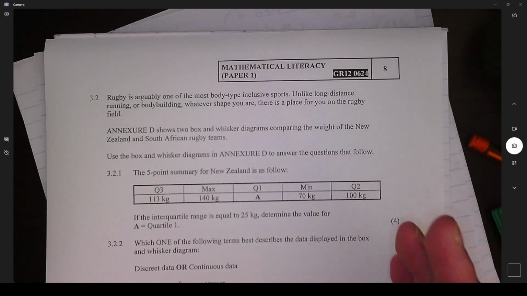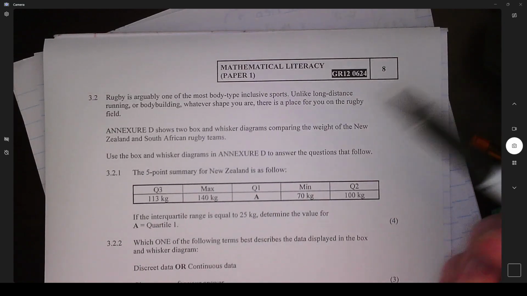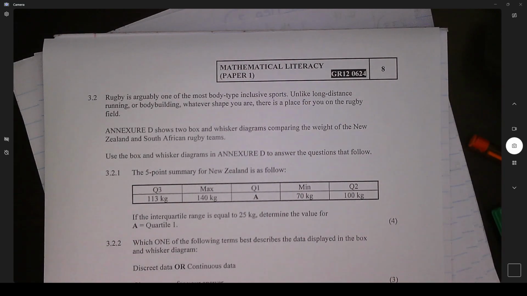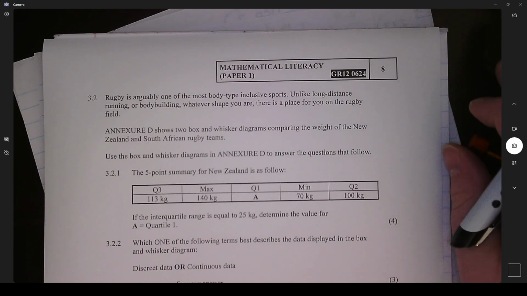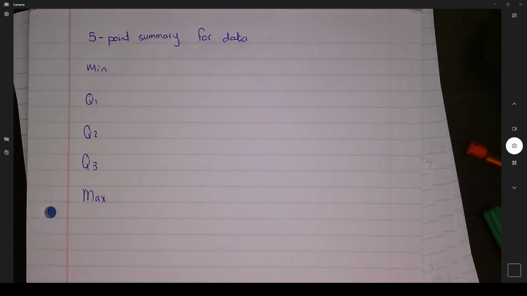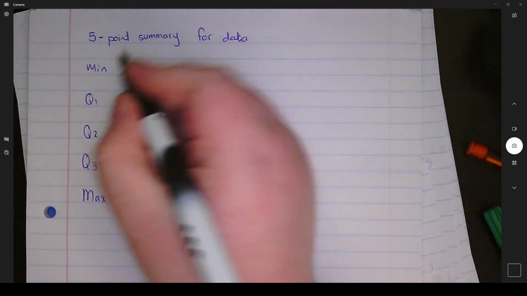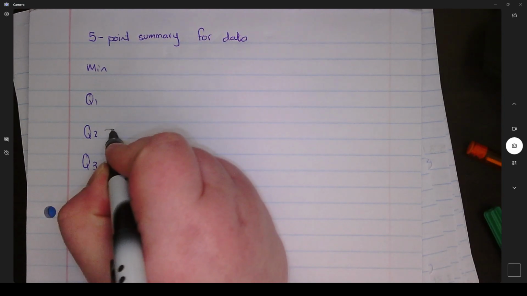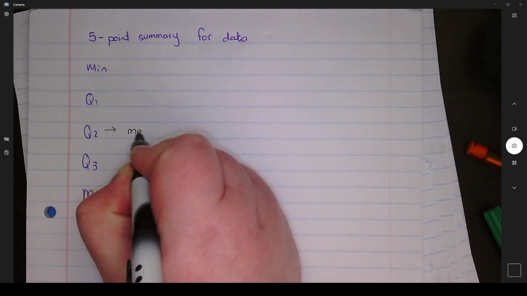Just a reminder that our 5-point summary is usually minimum, quartile 1, quartile 2, quartile 3, and then maximum. It doesn't matter in which order you do it as long as you have all 5 of those values. A general reminder that these quartiles divide your data into 4 equal parts, so into quarters. So this is obviously the minimum value and the maximum value. Quartile 2 is your actual median.